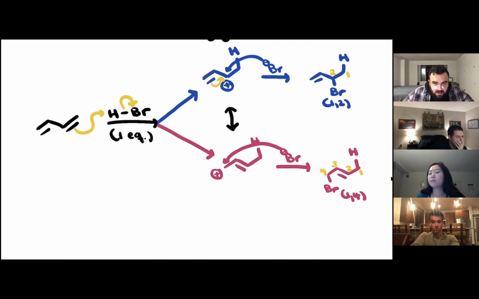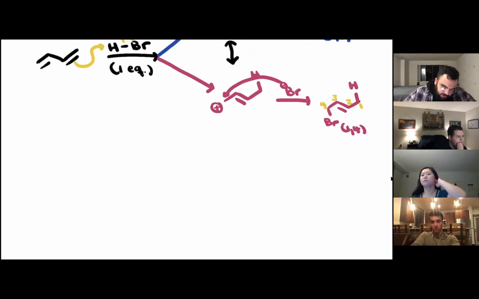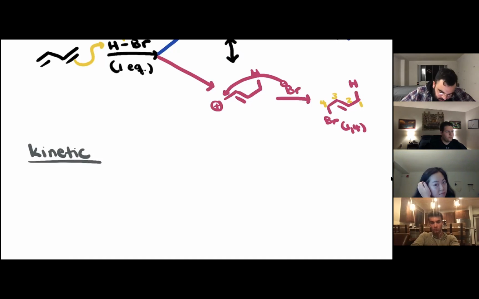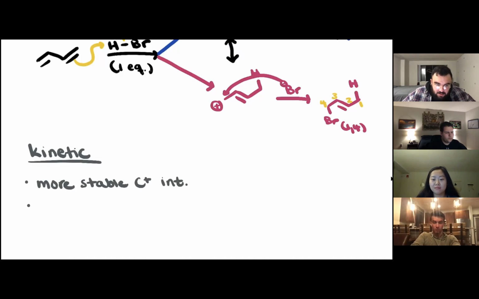Next question is which is going to be our thermodynamic and which is our kinetic product. And we actually have to look at that based off of both the intermediate and the final product. I'll start off with kinetic first. Some characteristics of your kinetic product is that it undergoes the more stable carbocation intermediate. It has the less substituted double bond in the product.